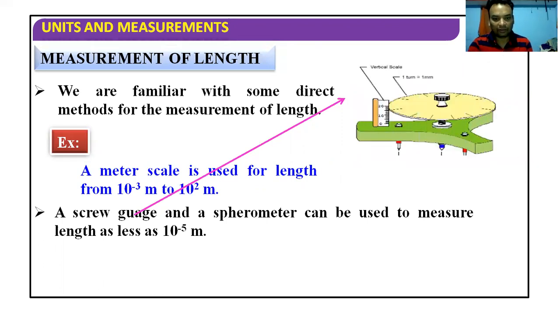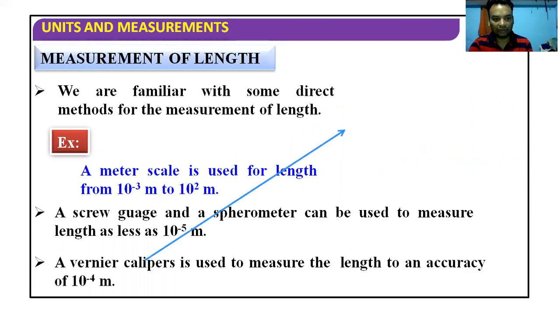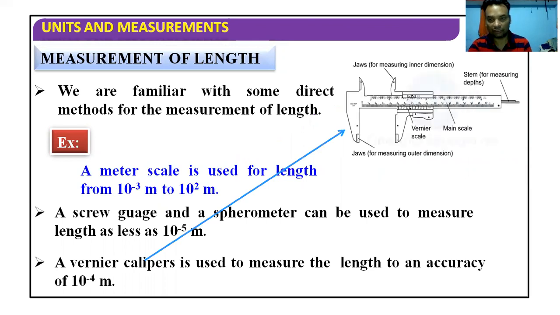Similarly, a spherometer is used to find out the length of a very small scale object. We will discuss this in our upcoming lecture. A vernier caliper is also used to measure length as small as 10 to the power minus 4 meter. The vernier caliper can measure very, very small lengths. So this is a brief overview of the vernier caliper.